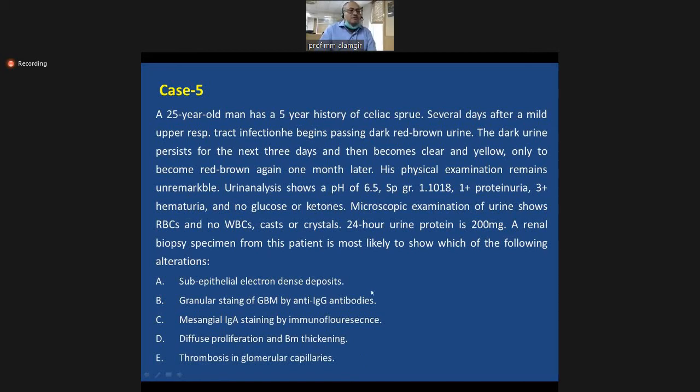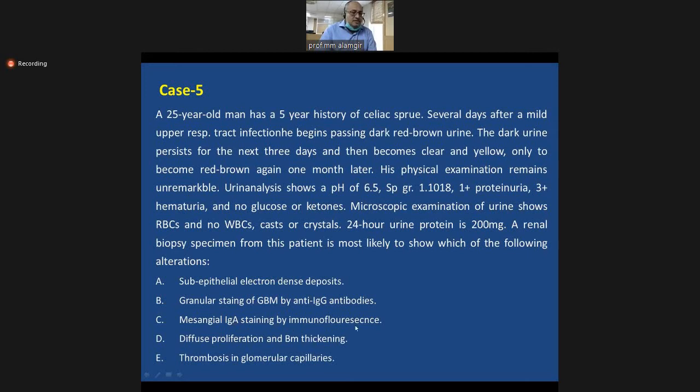So subepithelial deposits basically we see in membranous glomerulonephritis. Granular staining of GBM by IgG antibodies we see in Goodpasture syndrome, in which we have simultaneously hematuria as well as hemoptysis because of the basement membrane involvement of the lungs.